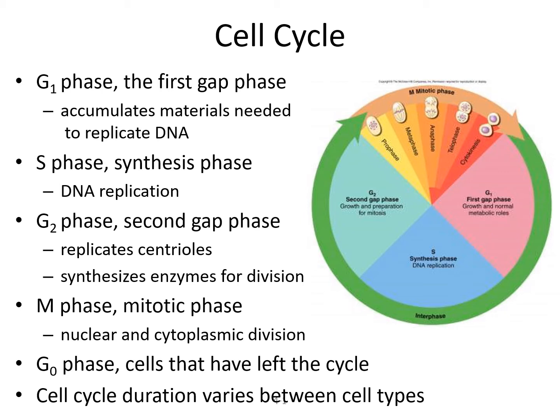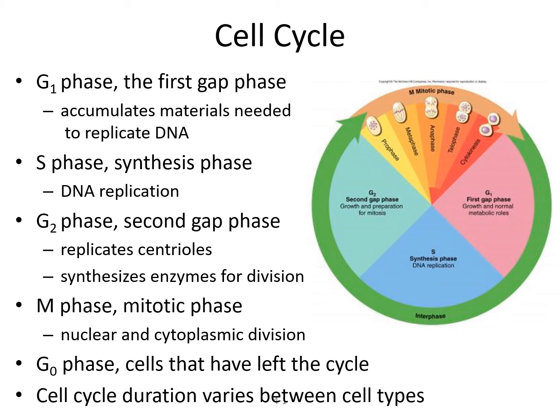So G1 phase, the first gap phase, you can see that in the purple slice of the pie here, accumulates material that's needed in order to replicate the DNA. DNA replication, of course, is just making identical copies of the DNA molecules. That's going to be followed by S phase. S stands for synthesis. So we're synthesizing DNA in this part of the circle here. That's the DNA replication. And that, of course, has to precede the mitotic cycle.